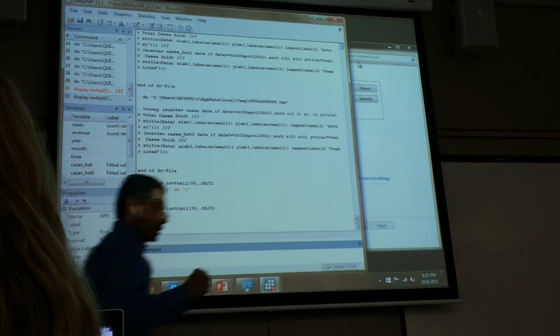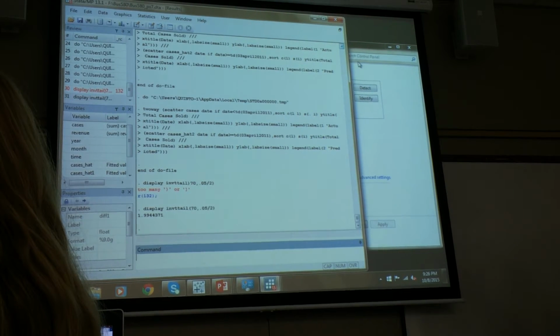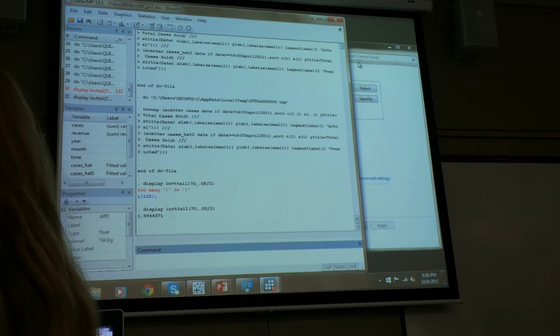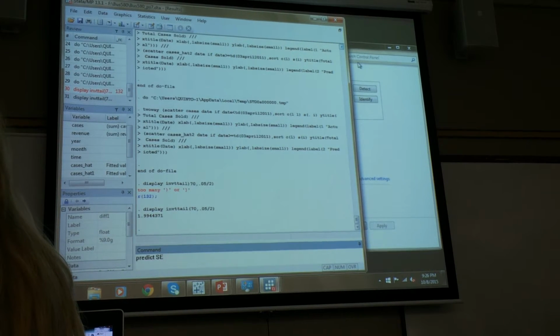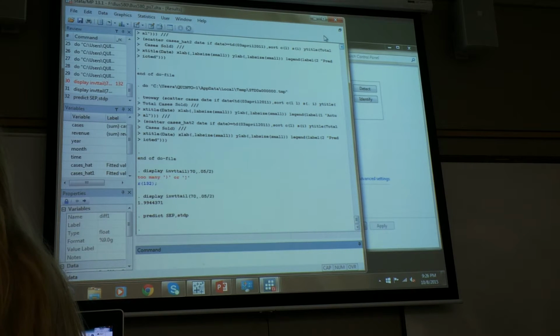We use our predict command post regression, so it'll remember the regression. We don't have to run it again. What did I call it? SEP, which is the standard error of the prediction. And again, if I hit return now, it'll just resave my predictions. I have to give it that STDP, and it will actually construct a new variable.